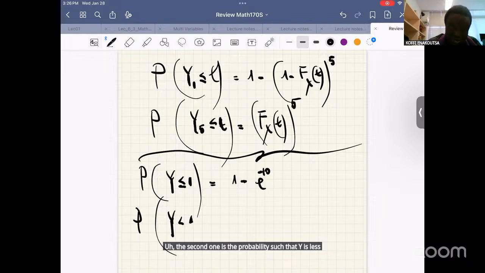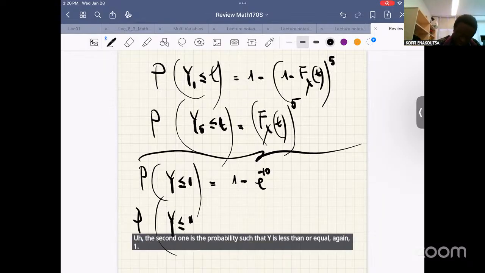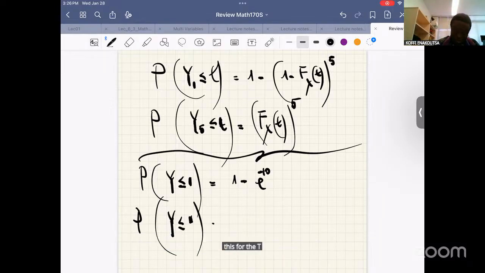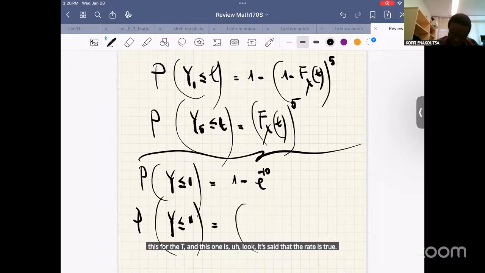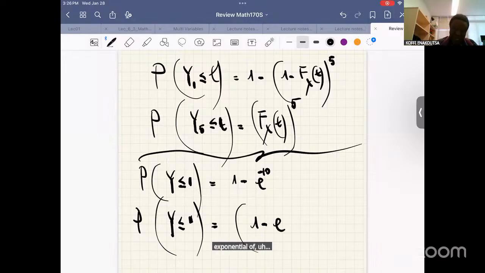And then as for the second one, it is the probability such that Y is less than or equal, again, 1, for the t. And this one, look, it's said that the rate is 2 exponential. They have 1 minus exponential of what? Negative 2 over here, you multiply by t equal 1. Then you raise that to the power 5. There is no use of a calculator, so you will not do this calculation. Just leave them like that.